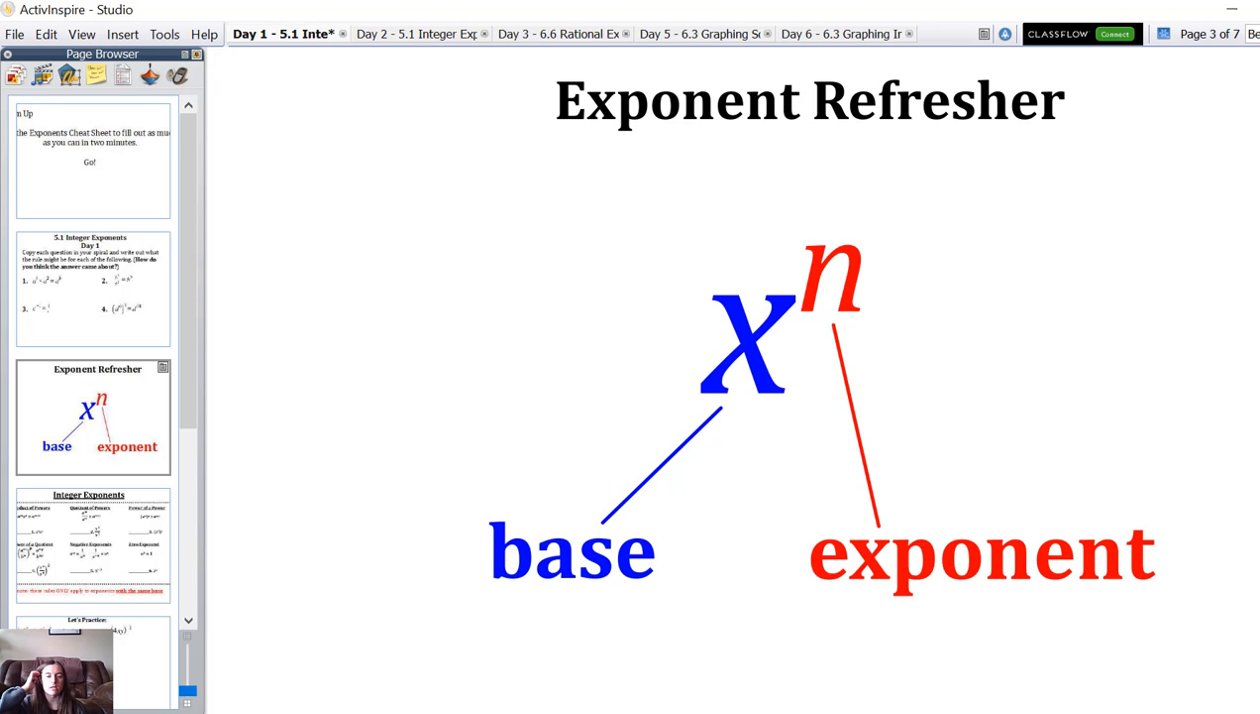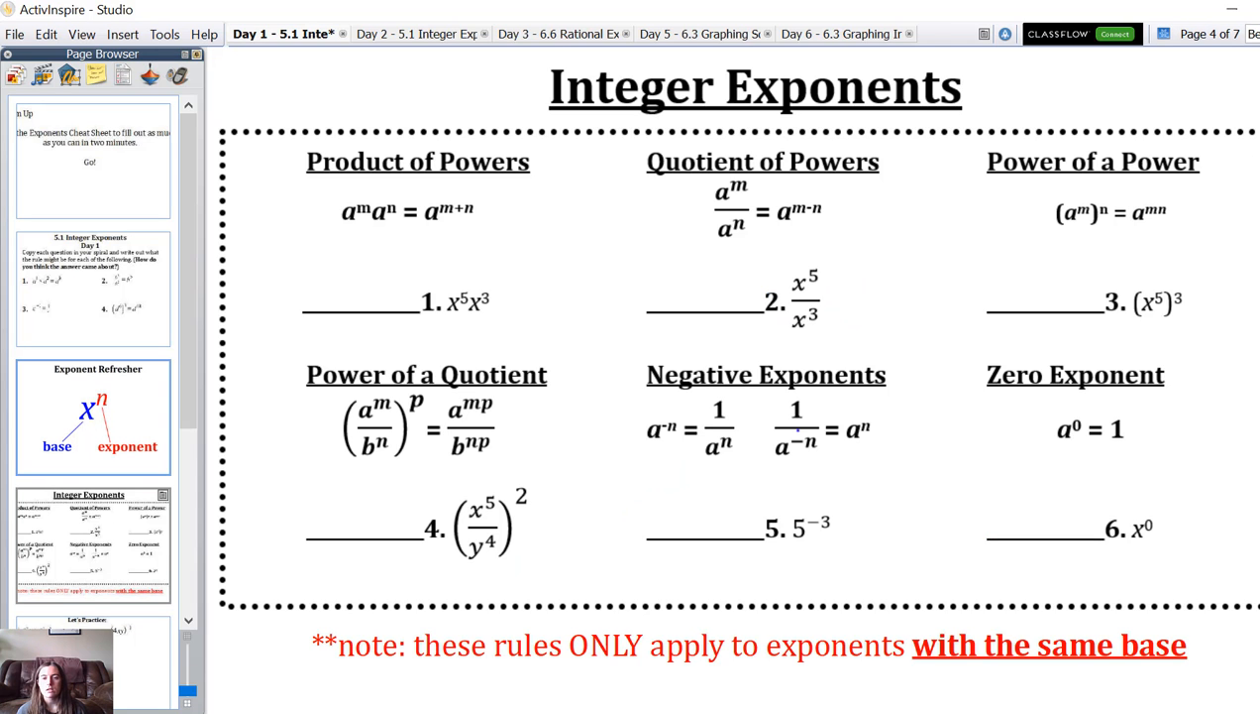Now let's talk exponents. As a reminder, this bigger number, that's like the normal size of a number, that's called our base. And the thing that's at the top right-hand corner of it, that we're raising it to the power of, that is called our exponent. So we've got a base and an exponent. Now we have some rules with exponents when they are integers.